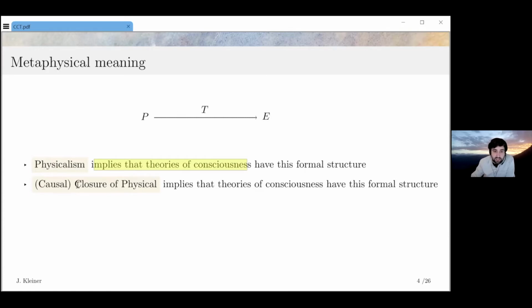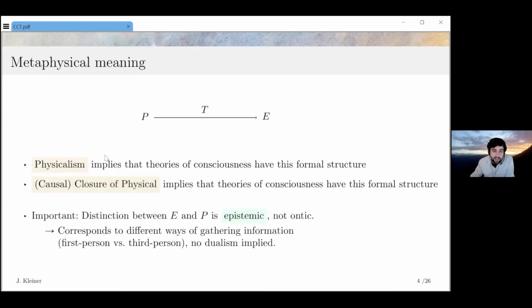And similarly, physicalism implies the causal closure, the closure of the physical. And similarly, the closure of the physical would then imply that this structure has to hold for a theory of consciousness. So that's why it's basically a very general structure, but of course, there are other metaphysical ideas which are not physicalist and they would not have this structure.